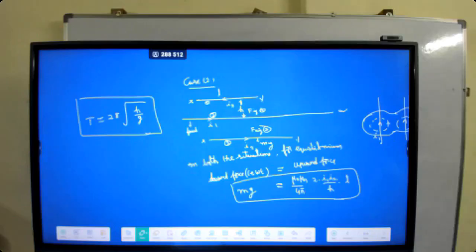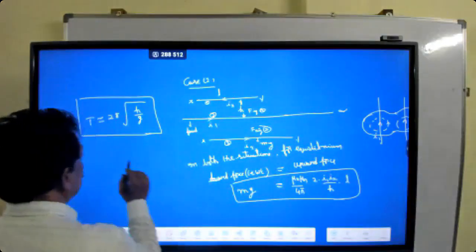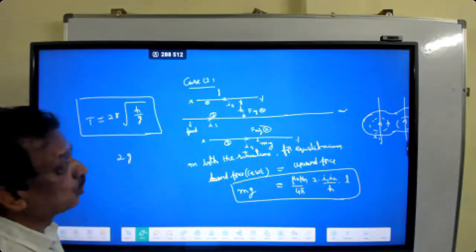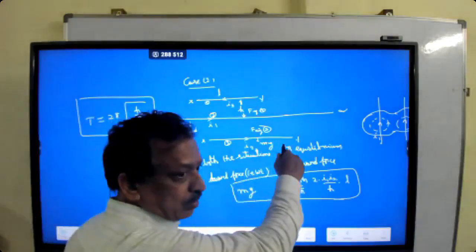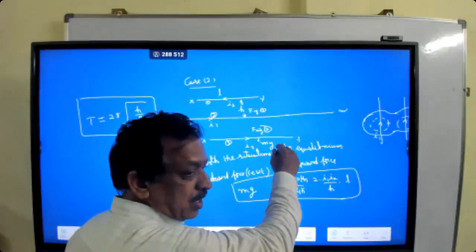Next, in the second case, if the direction of the current is reversed in the mobile wire, then the acceleration is 2g. This is equal to 2g. g is acting down.